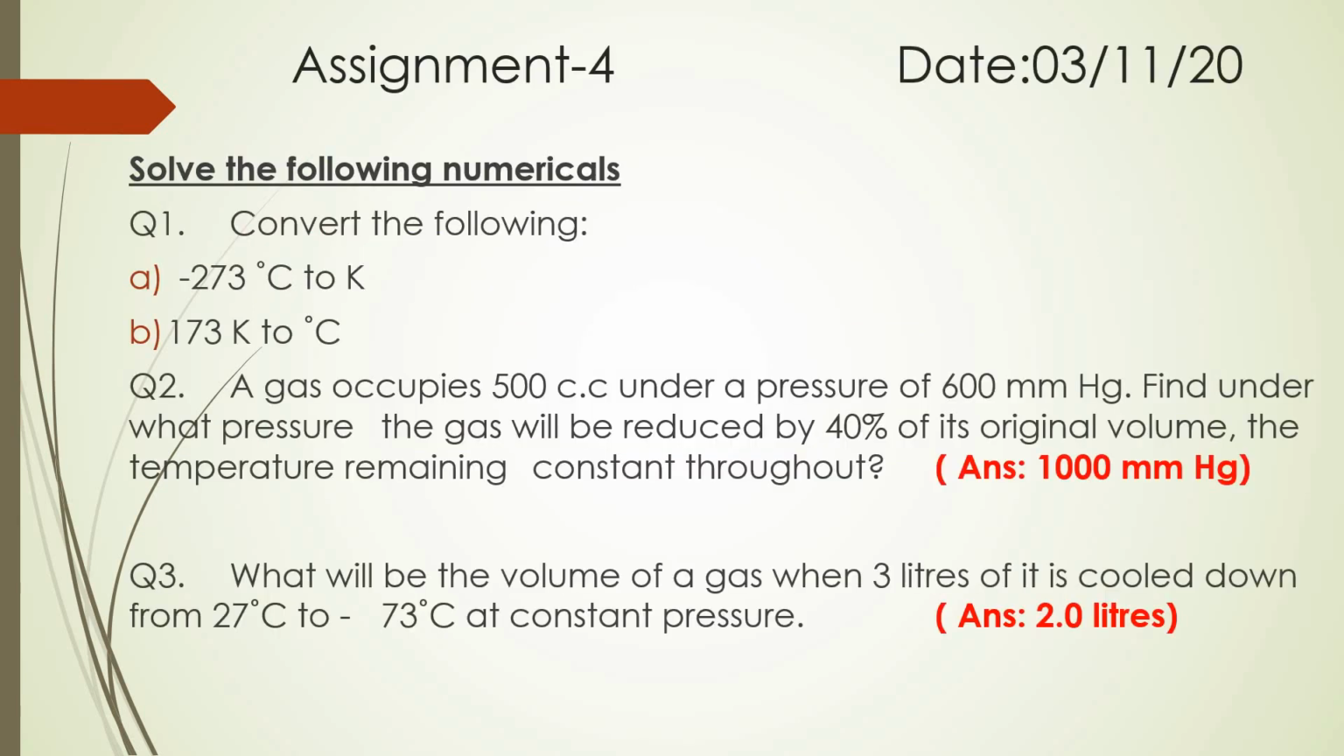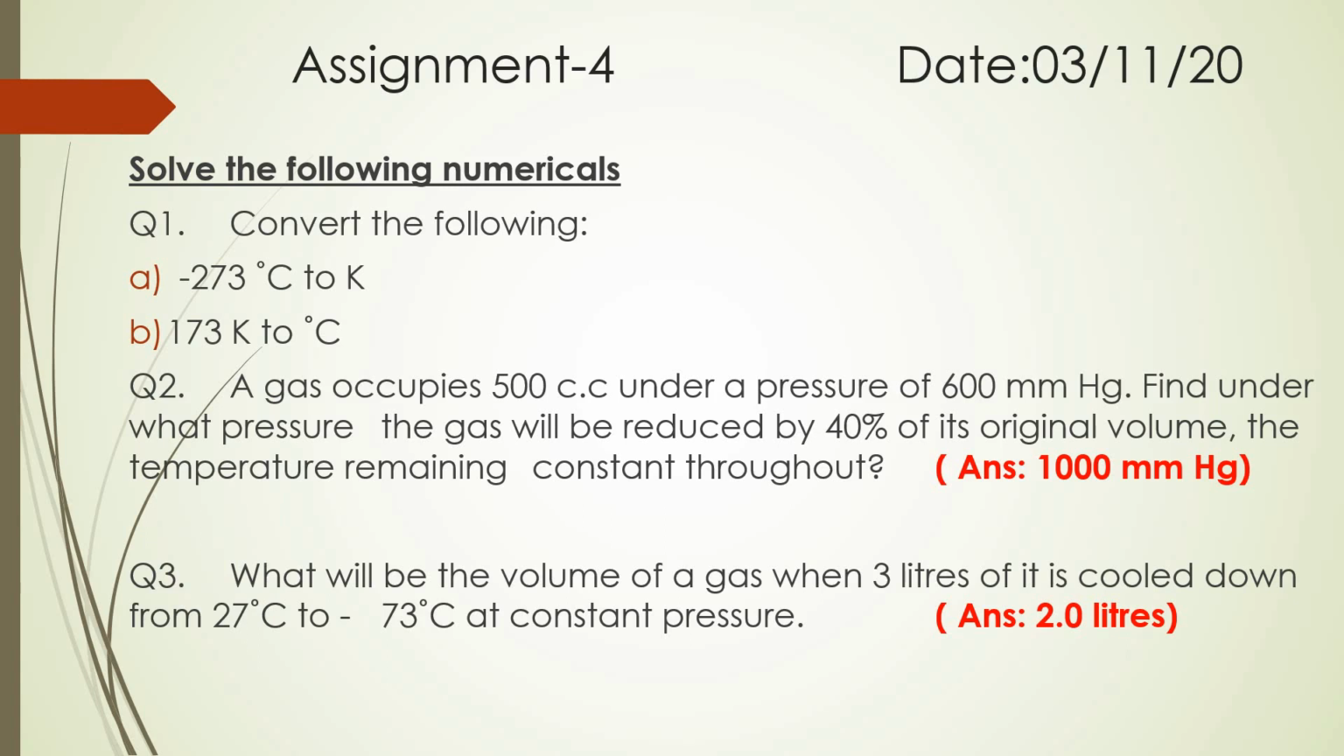Now, here is your assignment number 4. Solve the following numericals. Question number 1, convert the following: minus 273 degrees Celsius to Kelvin, and 173 Kelvin to degrees Celsius. So you have to convert these two temperatures. Question number 2, a gas occupies 500 cc, cc means centimeter cube, under a pressure of 600 millimeter of mercury. Find under what pressure the gas will be reduced by 40% of its original volume, the temperature remaining constant throughout.